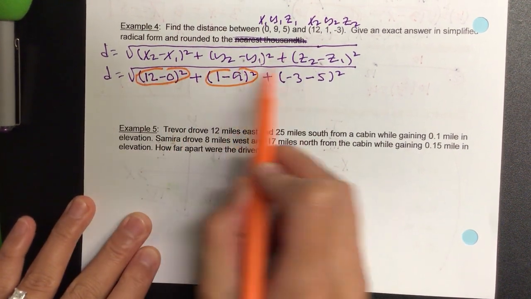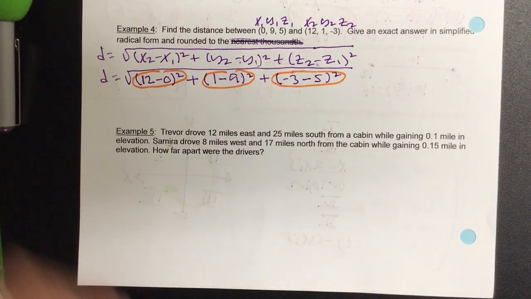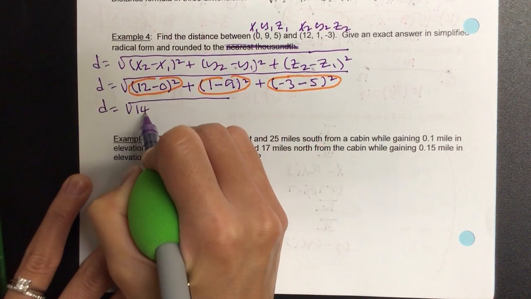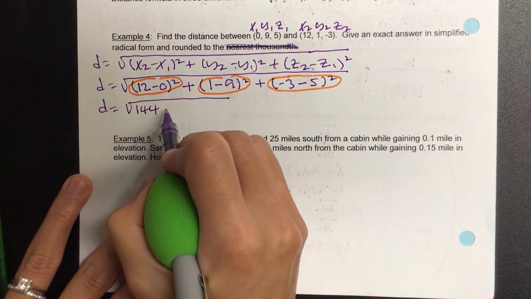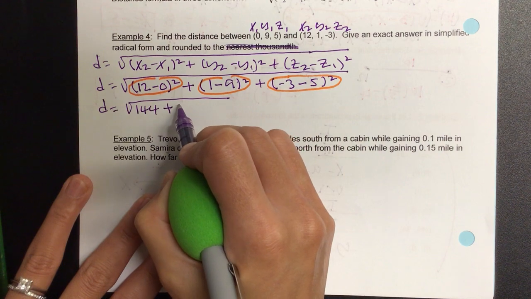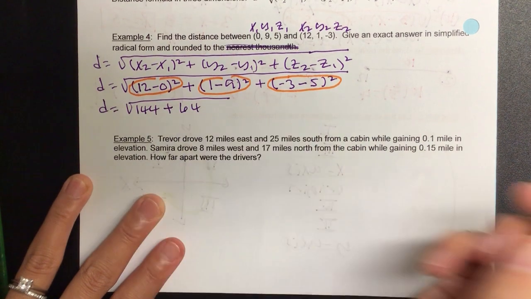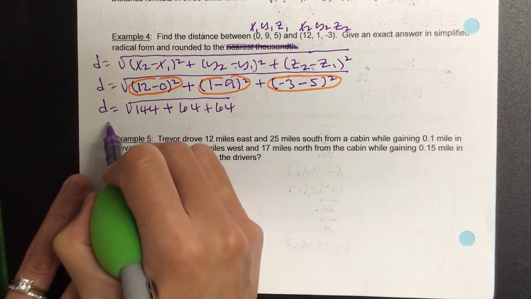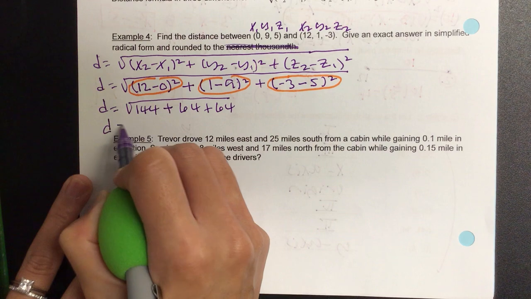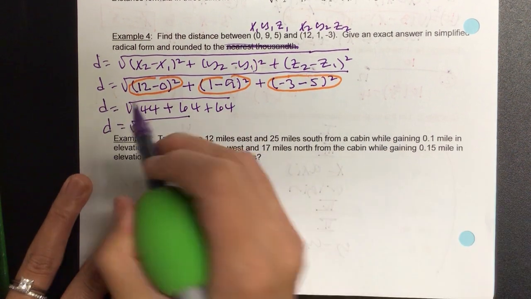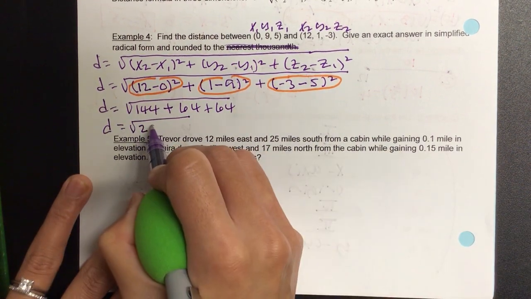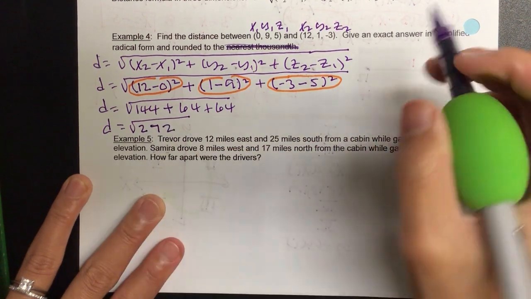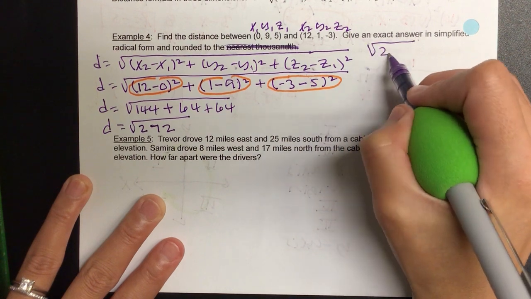Hopefully we know what 12 squared is. 144. So we have 144. What would the second square give us? Plus positive 64, correct? And the third square? Also 64. So when I add 144 plus 128, it is 2 something. 272. Let's write that off to the side so we can simplify the radical.